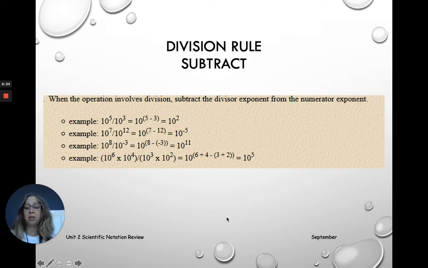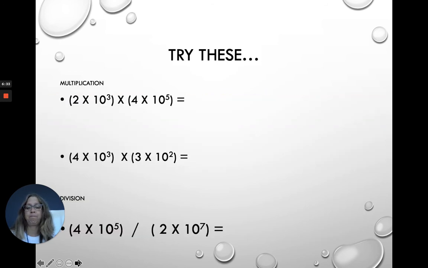Remember, multiplication, you're adding the exponents. Division, you are subtracting the exponents. All right, so let's try a couple of these. These are the ones you should be writing down in your notes. So we're going to have 2 times 10 to the 3rd times 4 times 10 to the 5th. And again, with the numbers in the front, we're going to just do a normal multiplication. And with the ones with the exponents, we're going to add the exponents to get the final exponent.